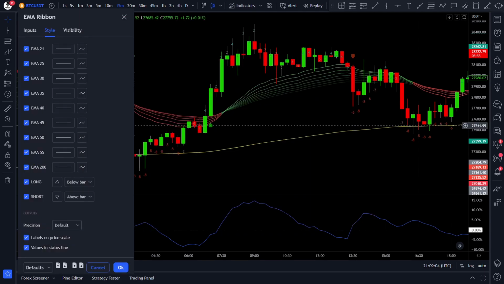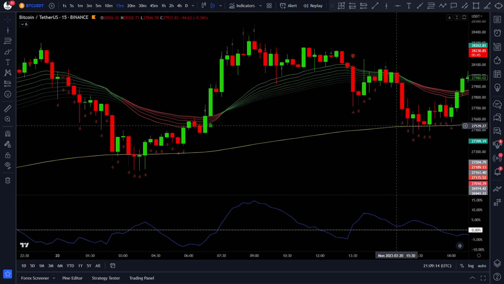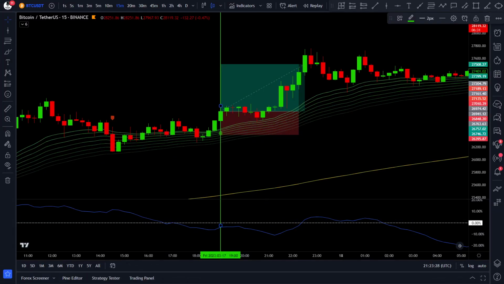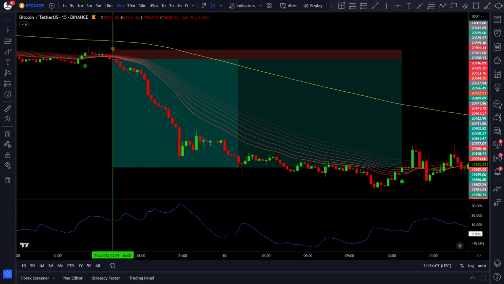By using default settings, the indicator prints the 21, 25, 30, 35, 40, 45, 50, 55, and finally the 200 EMA. The rule for this trend filter is very simple. We can only enter into a long if the EMA ribbon is green and the price closes above the 200 length EMA. Similarly, we can only enter into a short if the ribbon is red and the price closes under the 200 EMA.